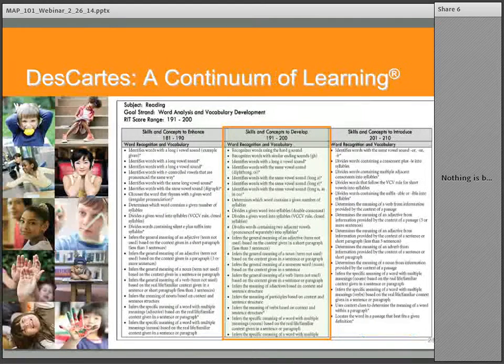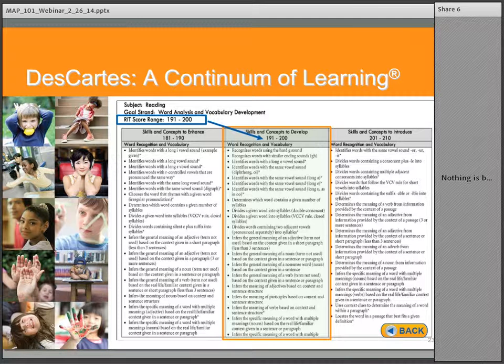Here we have a little broader page. This is exactly what I was talking about before. Here we have this student, and we're in the subject of reading, and we're going to look at word analysis and vocabulary development. Now, here's the RIT range of that student that we were looking at before, right in at the 191 to 200 RIT range.